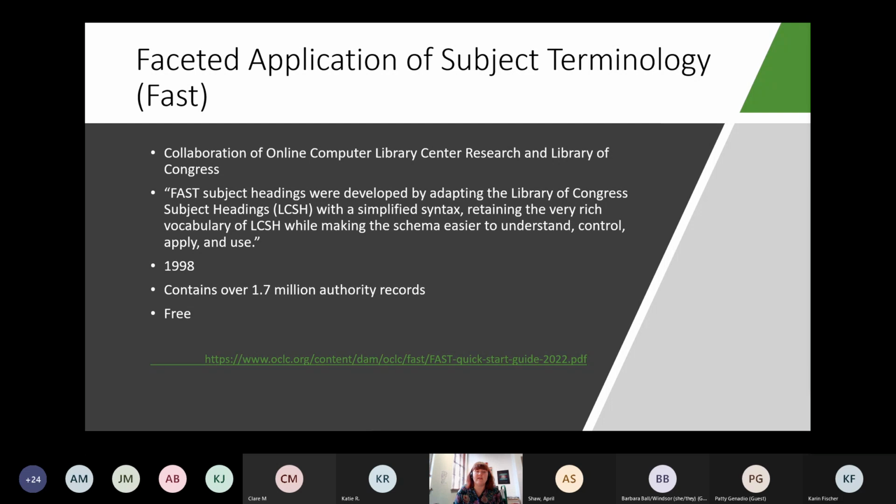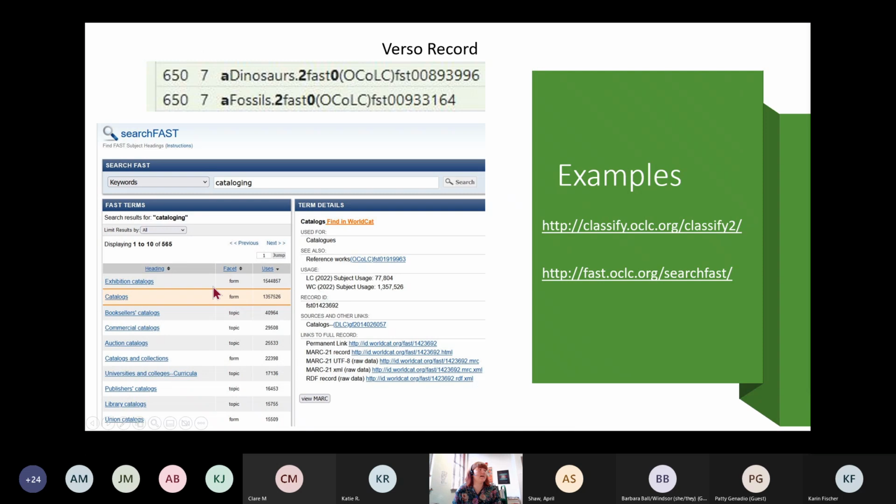There are over 1.7 million authority records. A lot of terms, but there are a lot of concepts out there. The good thing about this is that it is free. There is an online guide to using these, and they have a pretty good database, Search FAST, and it will show you the headings, but it'll also show you examples, the usage, which is really cool to see, and references as well. Here's an example from the MARC record. This is kind of what it looks like in Verso. We'll get more into the layout of the MARC record in just a minute once we look at another controlled vocabulary.